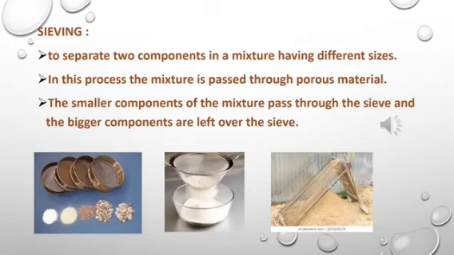For different mixtures, we use different sieves with different sizes of holes. For example, to sieve atta, we use a plate with very tiny holes, whereas a slightly bigger holed sieve plate is used to sieve grains. So let us repeat, what is sieving? Sieving is a method for separating particles of different sizes.